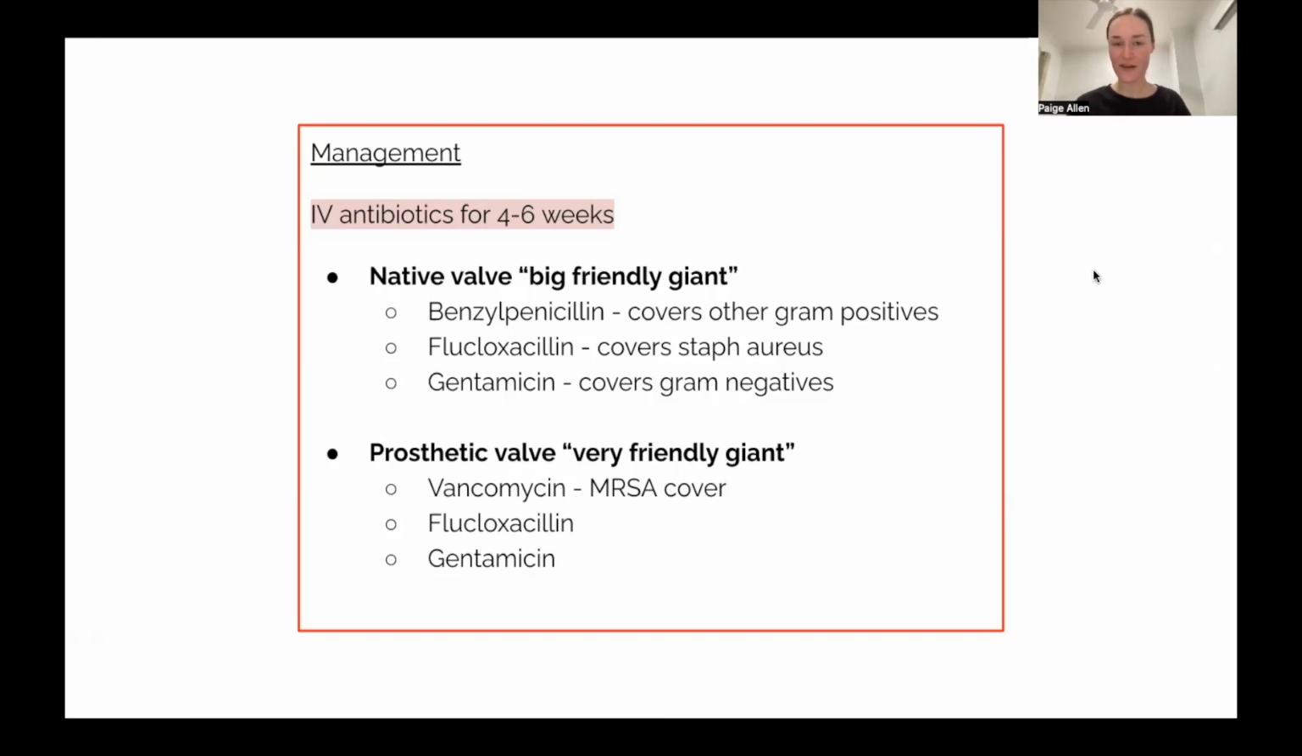If you have a native valve, you can use the mnemonic Big Friendly Giant, BFG. So that's benzyl penicillin to cover your gram positives, flucloxacillin, which has really good Staph aureus cover. And again, we know that's 40% of cases. And then gentamicin covers your gram negatives. If it's prosthetic valve, the mnemonic is Very Friendly Giant, so VFG. So we've got vancomycin, and that covers better than benzyl penicillin because it has more of your MRSA cover, and then you use the other two.